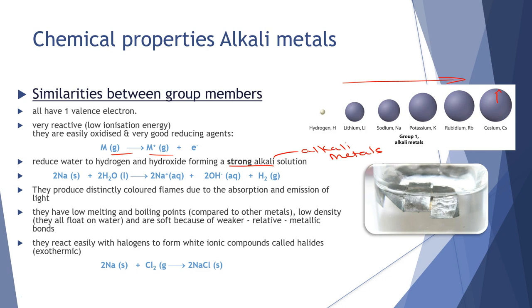They have low melting points and boiling points because they have a low charge density, so they are quite weak as metals are concerned. The metallic bonds are quite weak. In fact, we can cut sodium with a butter knife. And then they react easily with halogens to form ionic compounds. So we'll get sodium chloride, potassium chloride, and things like that.